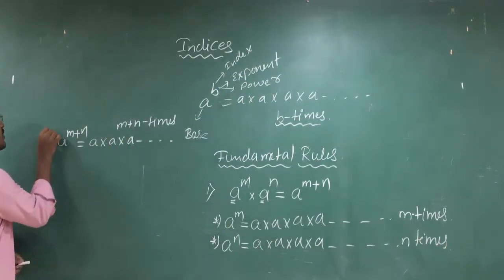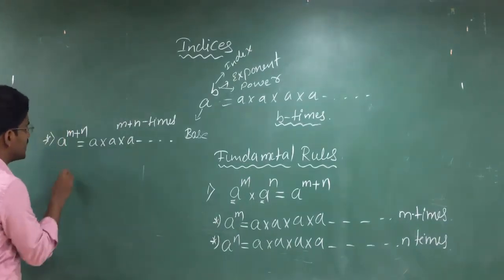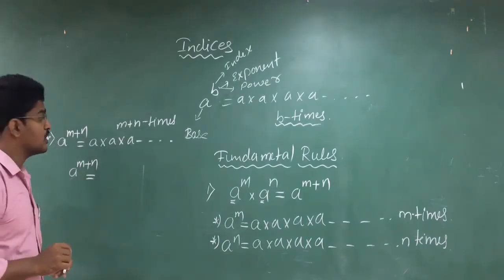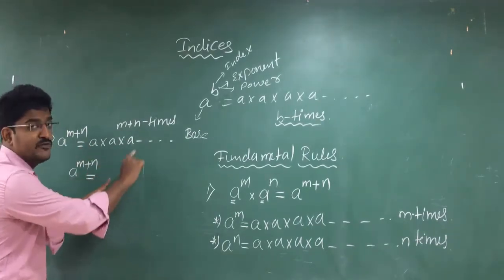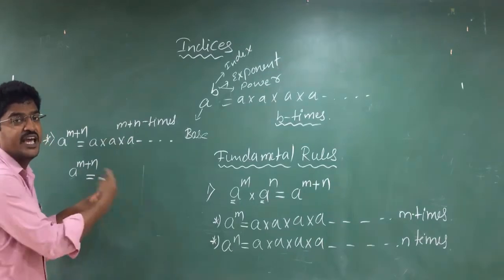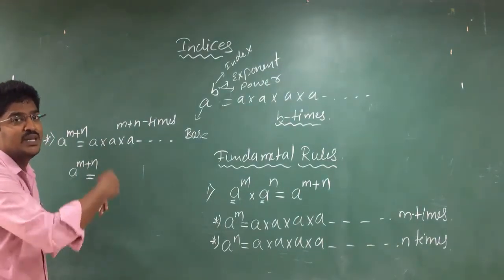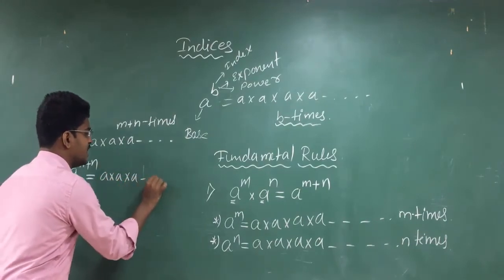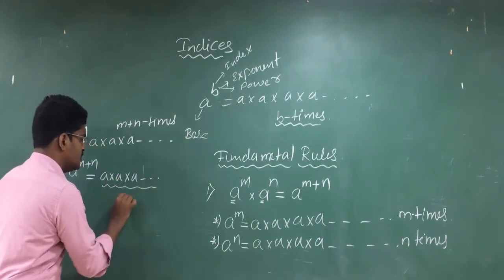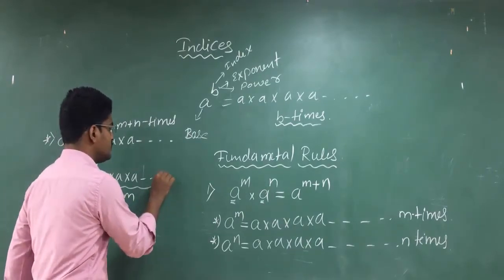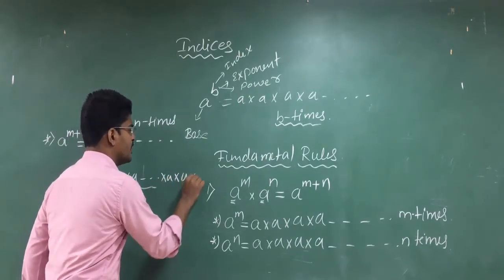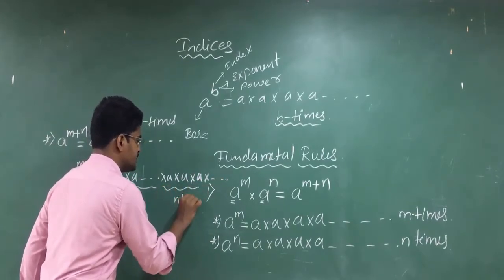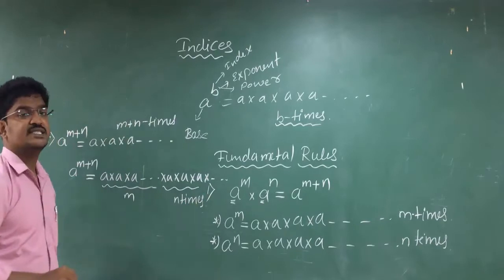From these three terms, what do I do? I will take a to the power of m plus n. That is equal to what? A is multiplied for m plus n times. That is, first let us take this as m times. Again, a is multiplied for how many times? Let us take this as n times.